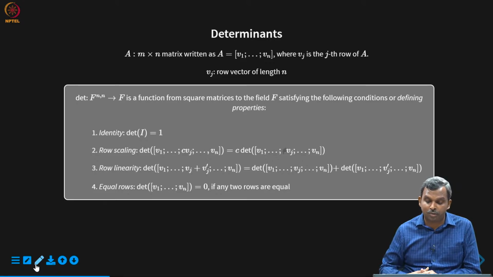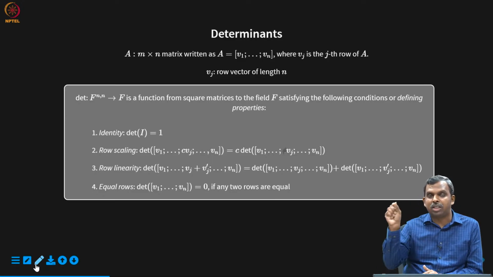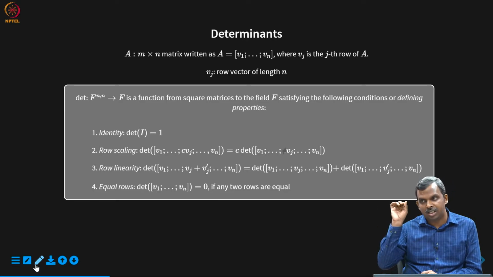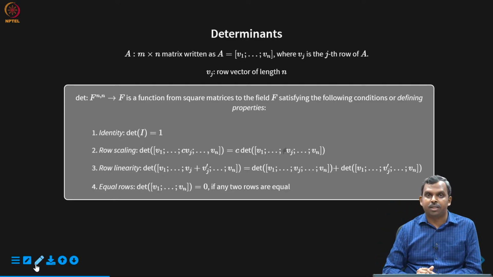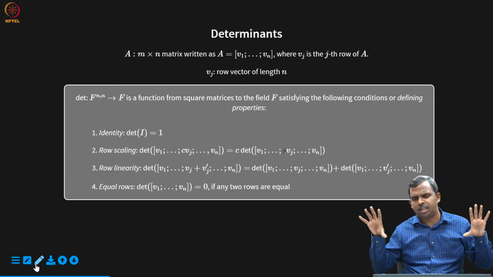Next, it should have this linearity property with respect to the row. What is linearity? Suppose I write the jth row as Vj plus Vj prime, two vectors that add to give the jth row. Then the determinant should equal the determinant with Vj alone in the jth row plus the determinant with Vj prime alone in the second matrix. So I can make two matrices. All the other rows remain the same. Nothing changes in the other rows.